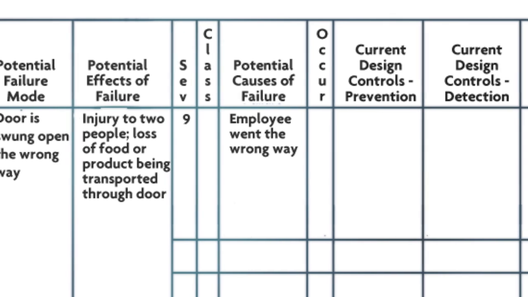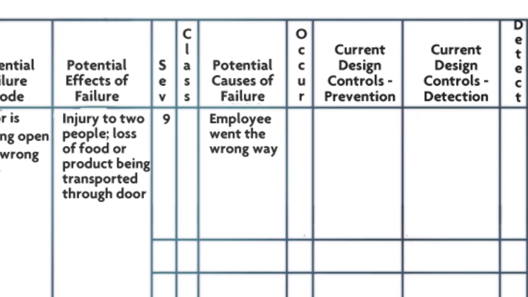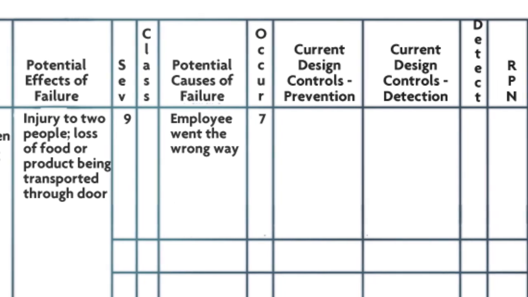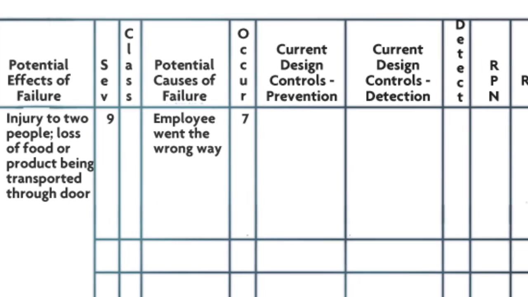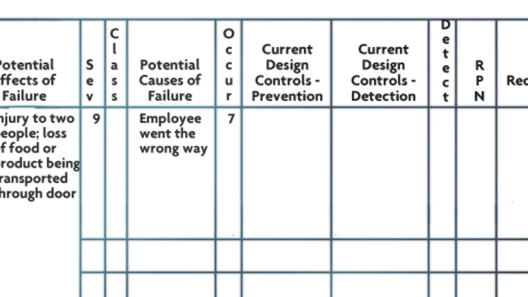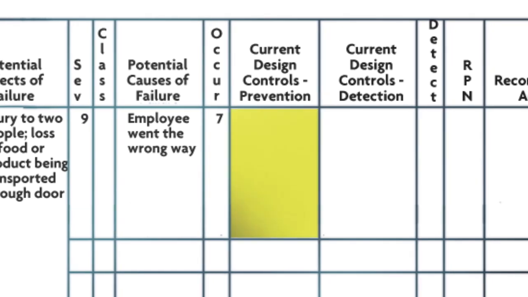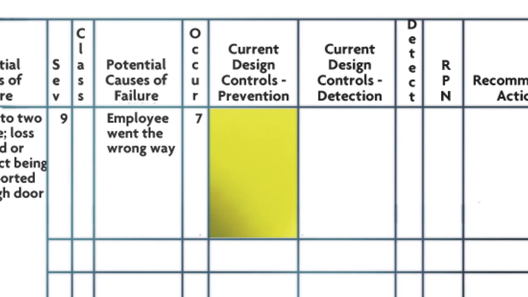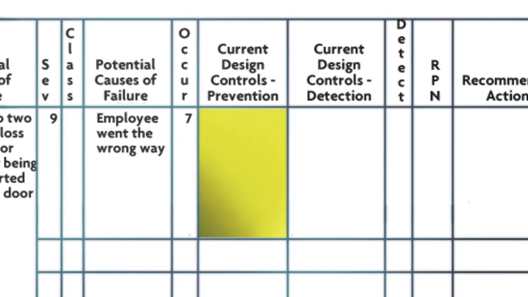What are the causes? Well, the cause is that the employee went in the wrong way. Based on historical information and what we've seen in the past, what's the likelihood of occurrence? The team said it would be a likelihood of occurrence of 7. Now we talk about the controls. Current design controls prevention. There aren't any. They have none in this particular case.